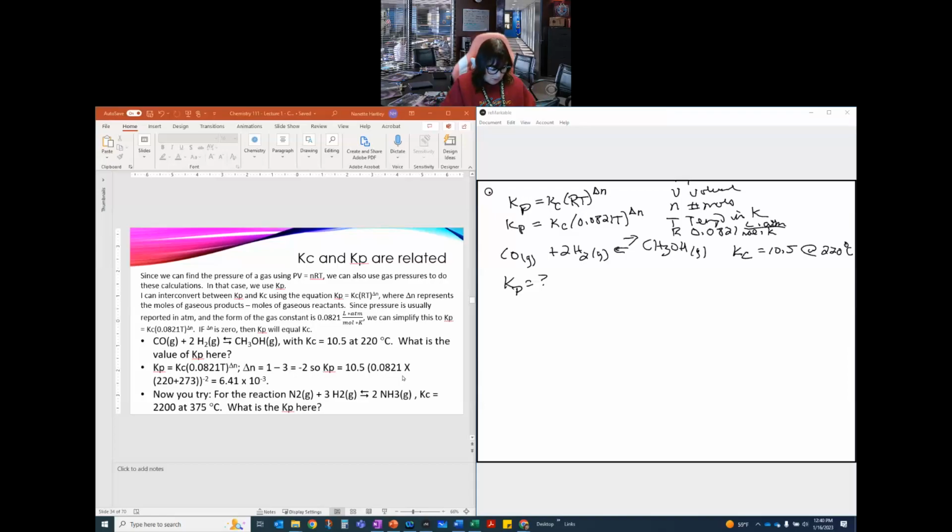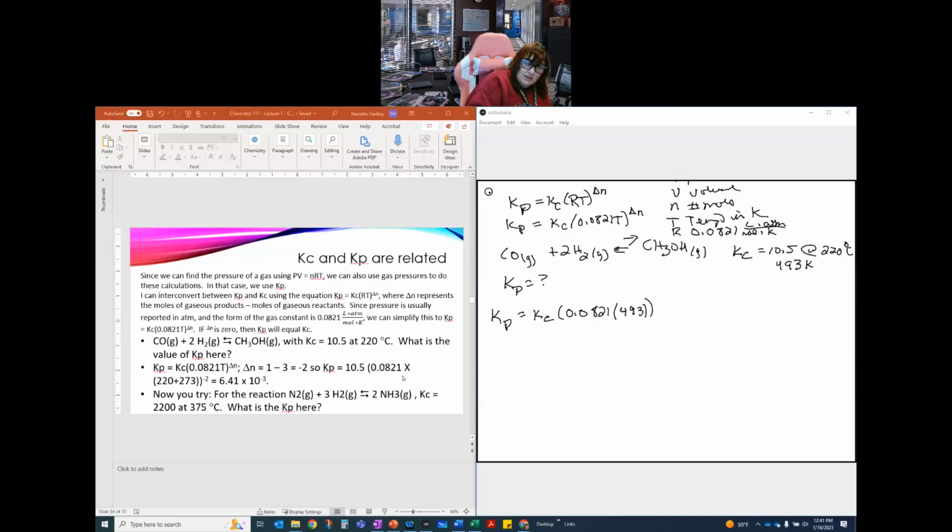Now, technically, it's 273.15, but I'm going to drop the 0.15 at this point. So we're going to take our 220 plus 273. That's going to give me 493 Kelvin. Okay. And so our Kp equation is Kc times 0.0821 times the temperature in Kelvin, 493, and then we raise that to the delta N.